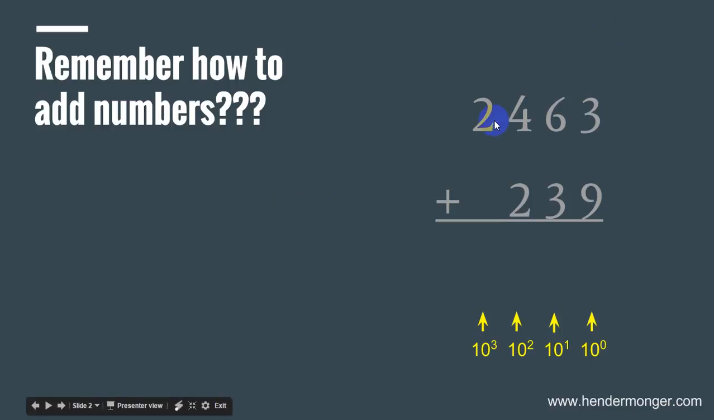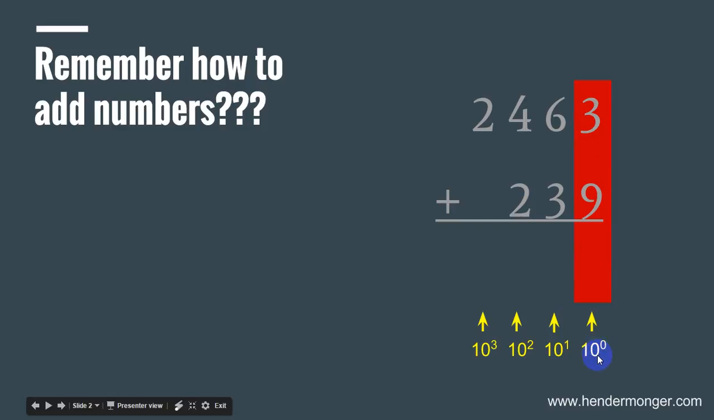So we're adding 2,463 and 239, the good old-fashioned way that maybe you learned a long time ago in grade school. So what we're looking for here is we're going to start by adding the ones place. Now it's really important to remember that what we really do is 3 plus 9, and we get 12. But it's very important to remember this is the ones place.